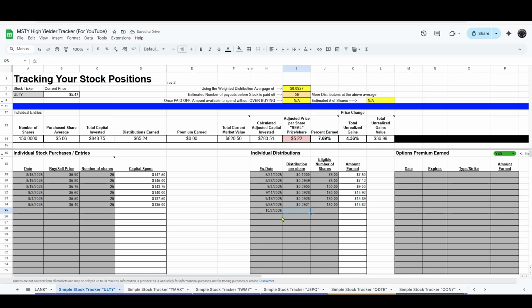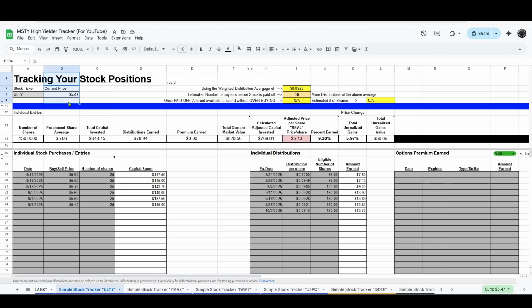And how much did they pay out? Well, it paid out 0.913. So just a little over 9 cents. Now, how many shares? Well, it would be all the shares before 10/2. Well, I have not purchased any since 9/5, so I can count all shares. And that total share count is 150 shares. So I enter 150, and we'll see what my real price per share changes to. So it goes from 5.22 down to 5.13. Oh yes, coming on down, right?